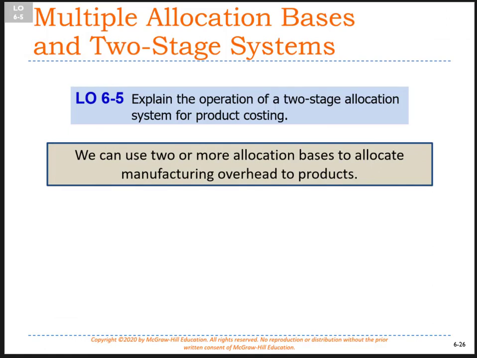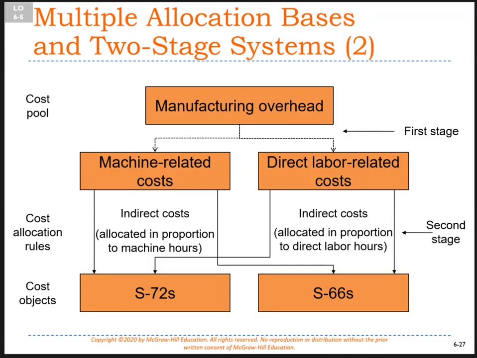What if we get even fancier? We decide that maybe our overhead can be broken into smaller pieces. All right? And so we're going to break our overhead into two pieces first and then allocate those. That might look like this. We take our total manufacturing overhead and we do a first stage. We allocate some overhead. And again, remember, we're doing this before we've even made anything. This is all an estimate.